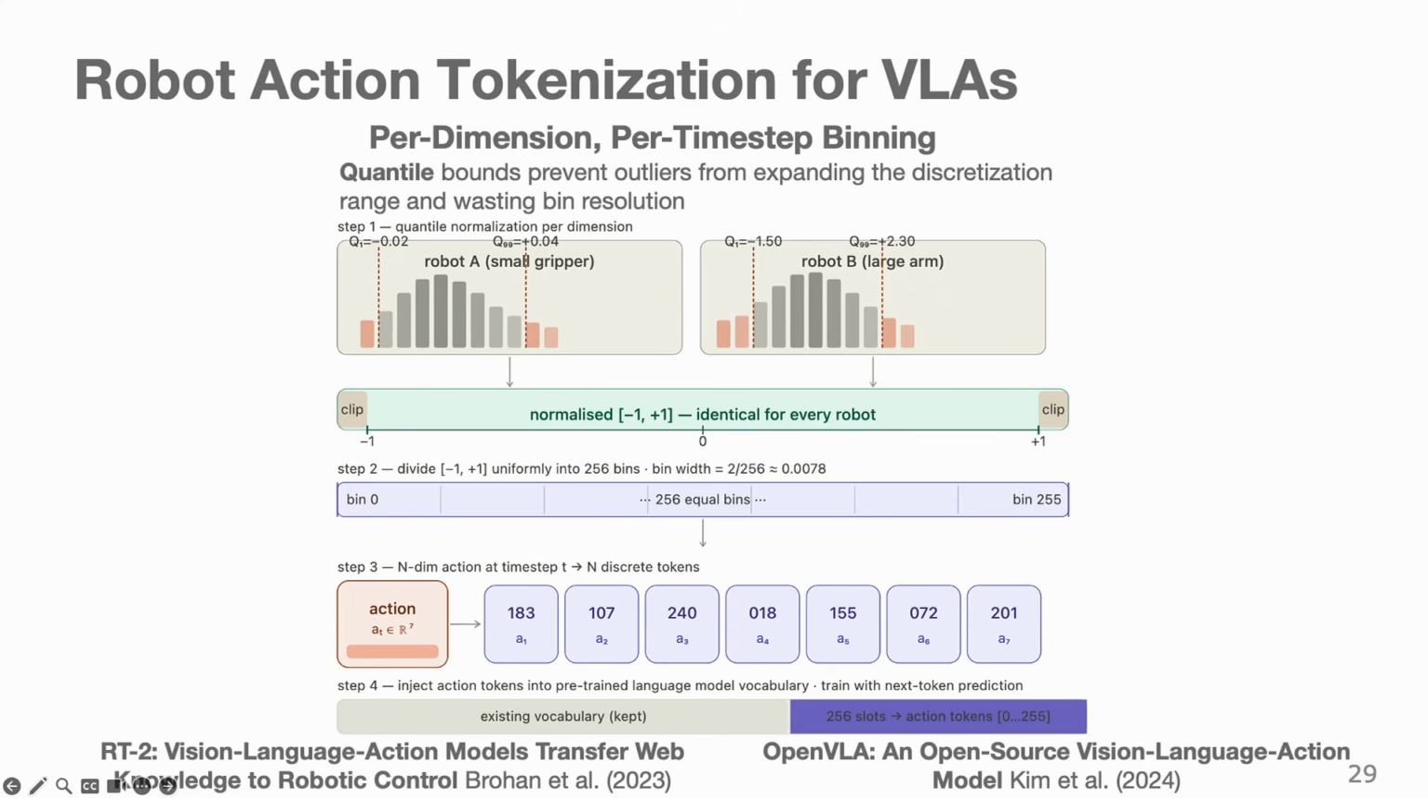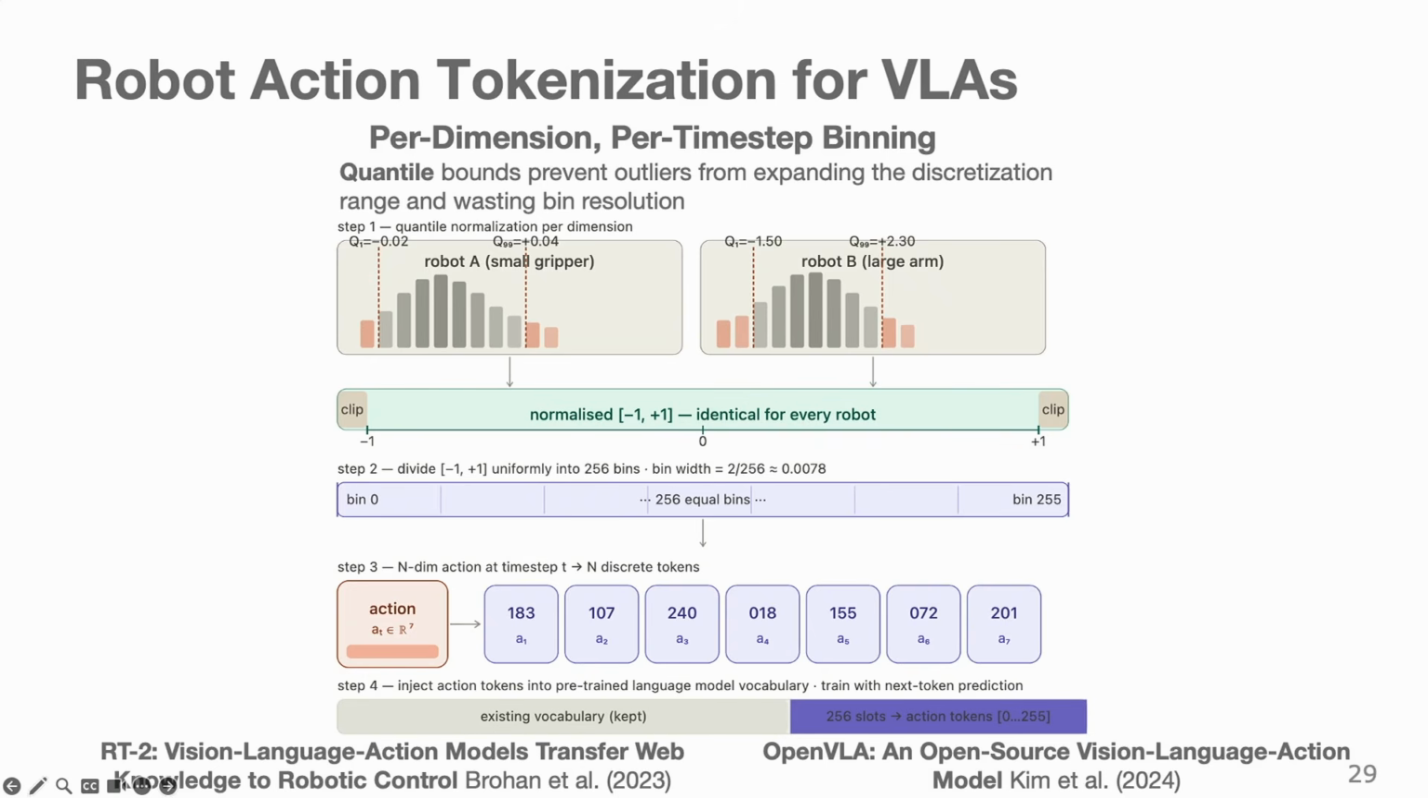For each action dimension, you compute the 1st and 99th percentile of the action distribution across your training data, and then you clip to those bounds. By normalizing into the range -1 to 1 using the quantile bounds, the discretization is identical and comparable across every robot and every dimension. RT-2 originally used min-max normalization, but that doesn't work really well with outliers, as this can result in having to fit the majority of your distribution into, let's say, the first 3 bins, and then waste the remaining 253 bins to represent this one outlier.